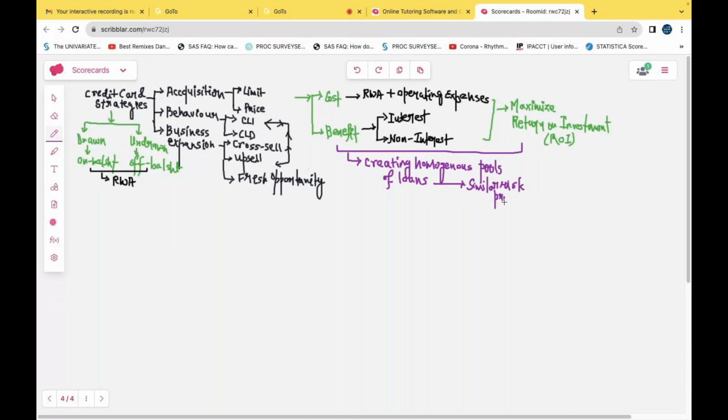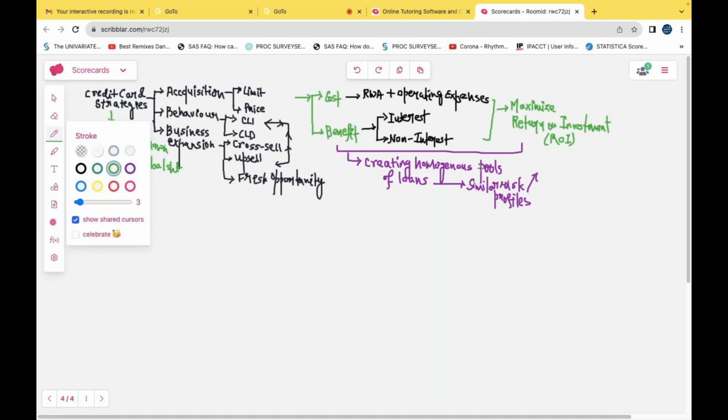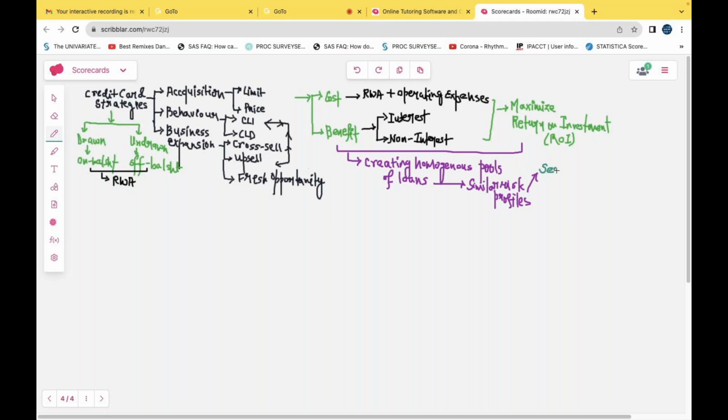So now let us try to understand each of these. When I say similar risk profiles, creating homogeneous subgroups, what I am essentially referring to is creating appropriate segments. Essentially, I'm talking about segmentation.